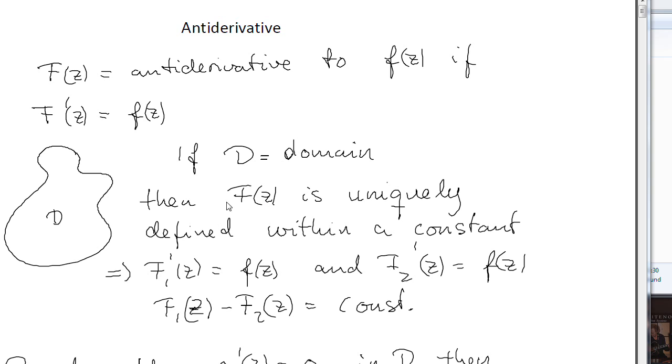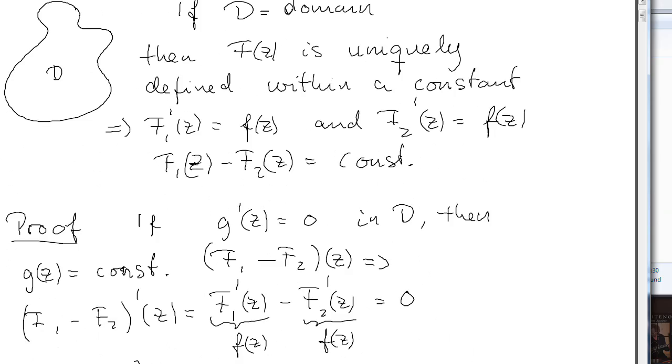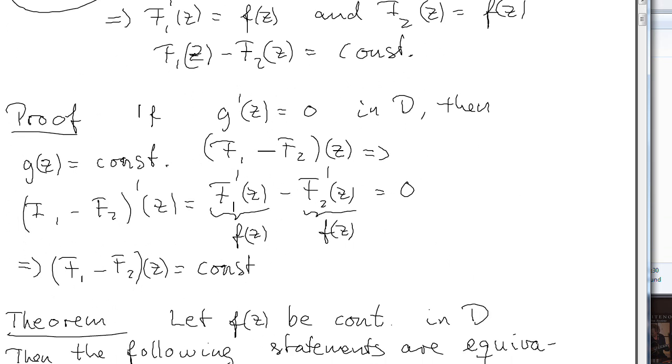This means that if we have two antiderivatives, that means that we have one function capital F1 and another function capital F2, whose derivatives are both f of z, then the difference between these two functions has to be constant. Let us prove this.